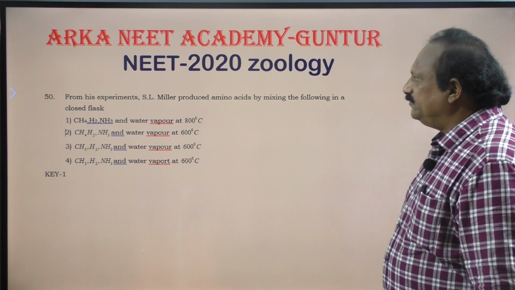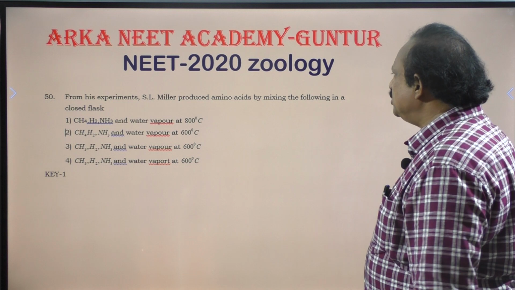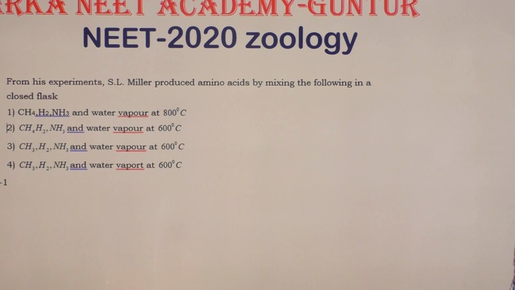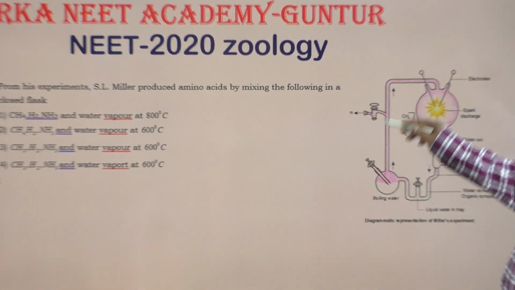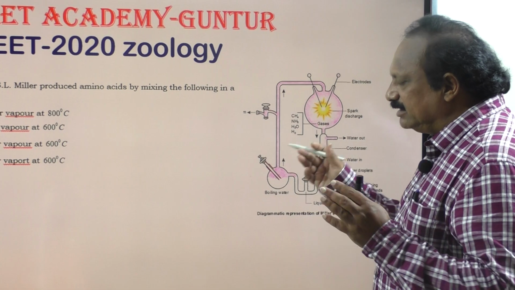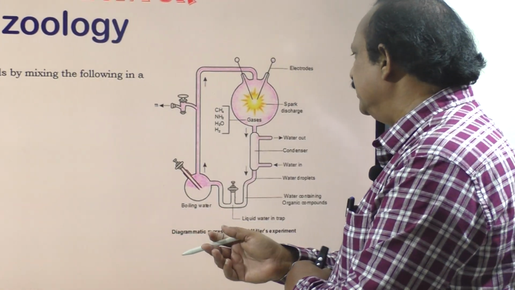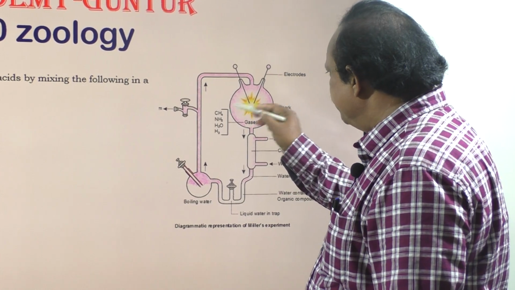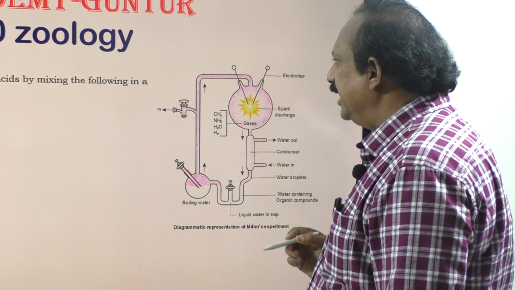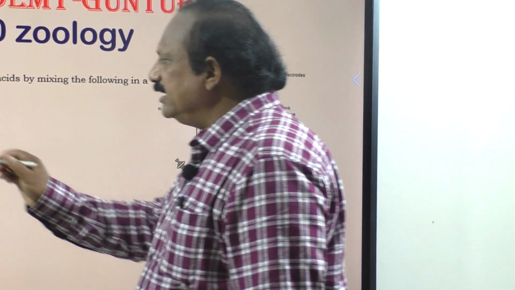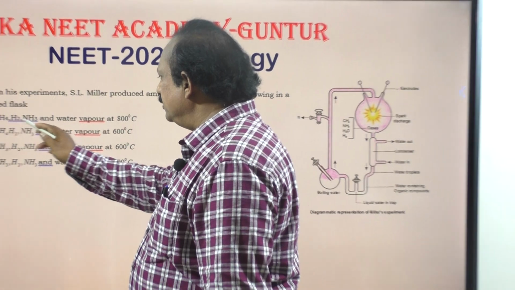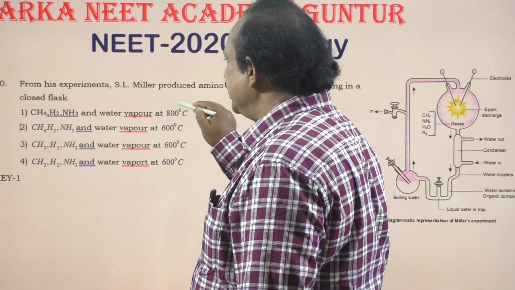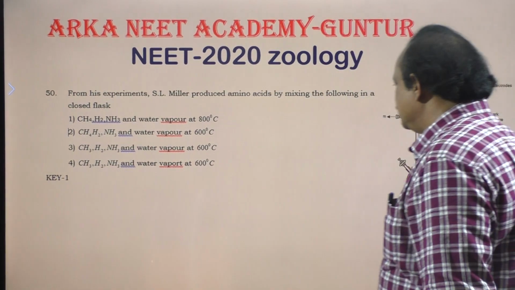Next. From his experiment, S.L. Miller produced amino acids by mixing the following in a closed flask. Here, Urey and Miller created the artificial primitive atmosphere in the lab. So in the spark flask, methane, ammonia, water and hydrogen are taken. Therefore, the option is methane, hydrogen, ammonia and water vapor at 800 degrees centigrade. Therefore, the first option is the correct answer.